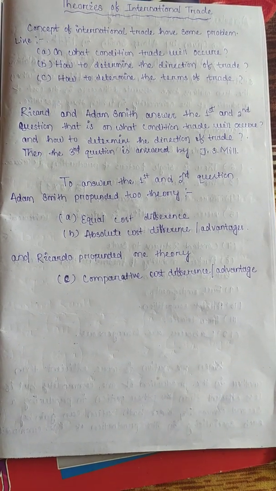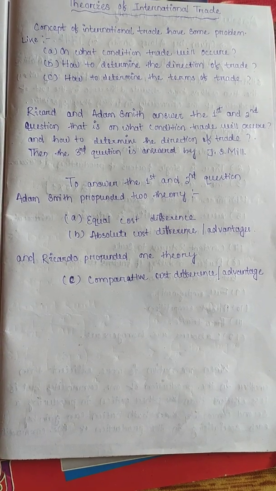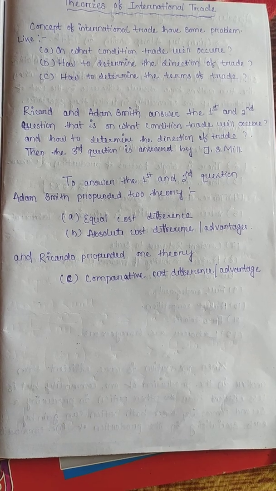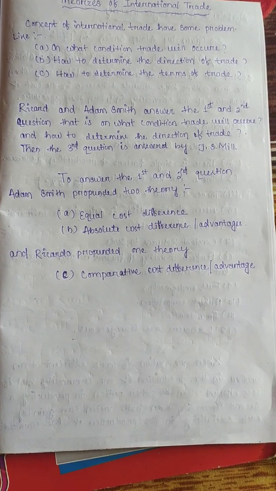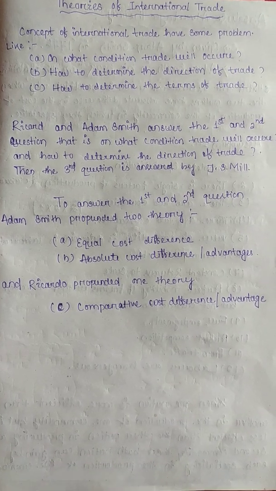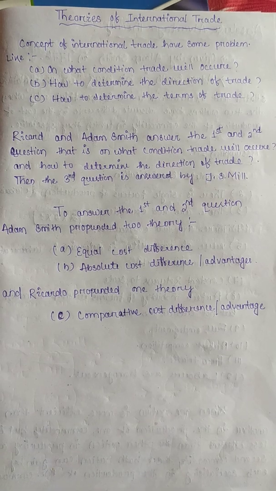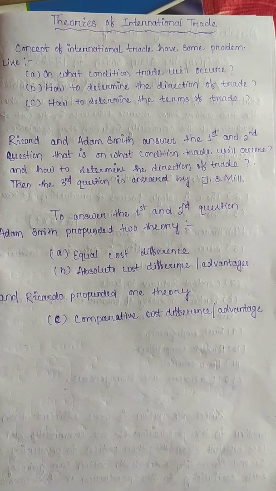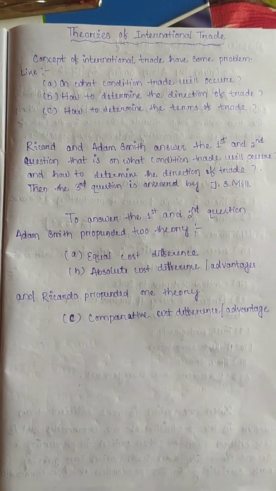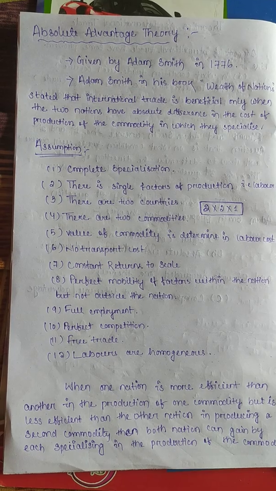Equal cost difference. According to Adam Smith, no trade will occur if both countries are facing an equal cost situation. According to Adam Smith, if both countries' exchange ratio lines are parallel to each other, then no trade will occur between the two countries. Next, let's discuss absolute cost difference or advantage.